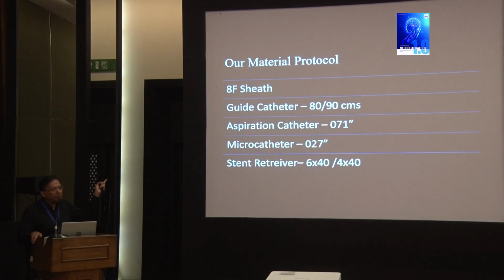And this is our protocol. You always put an 8F sheath, that is standard. A guide catheter which is 80 or 90 depending upon the length. If it is proximally tortuous, then we put 80. If it is a straight carotid, put 90. Aspiration catheter 07 always, microcatheter 027, and stent retriever 640 or 440. This is standard. And then based on this, we might modify. Like if it's a tandem lesion, we modify accordingly.